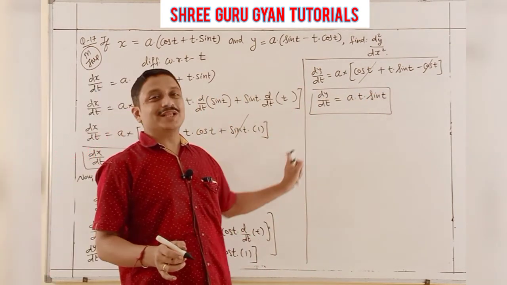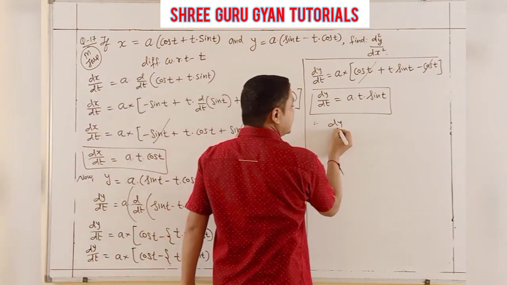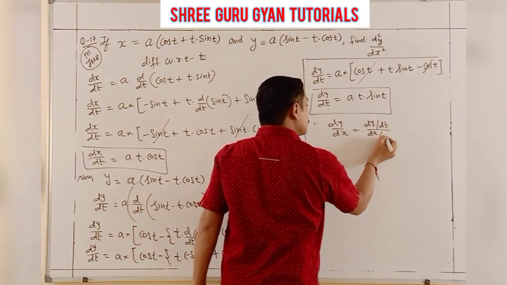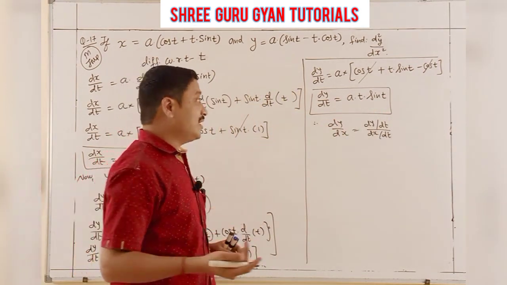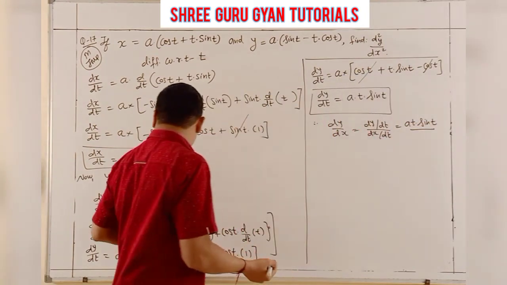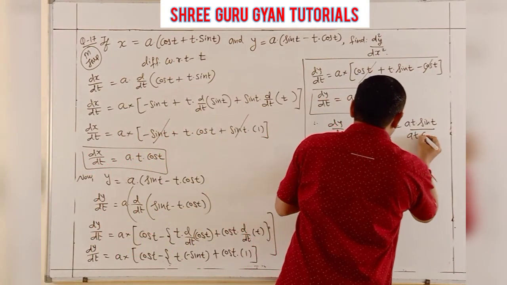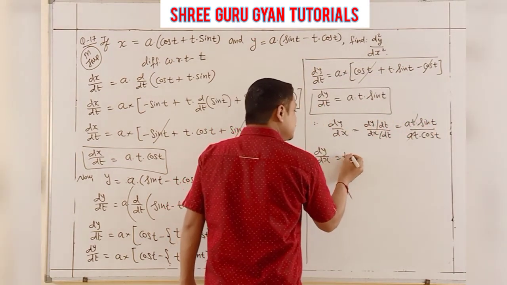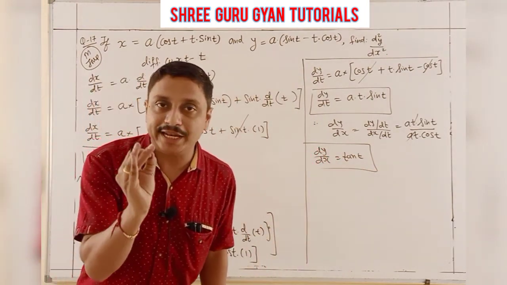Now students, both carry the first order derivative. So what is dy by dx? dy by dt upon dx by dt. Both values I know. That's dy by dt, a t sin t. And what is dx by dt? a t cos t. Yes, cancel. So my final dy by dx is tan t. Students, here you succeed for the first order derivative.